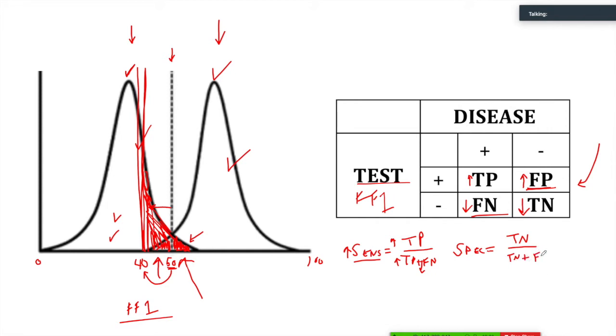Excellent. Okay. So we decreased our marker here. So now we are catching some of those people that don't have foot fungus. Those people are coming up as positives, right? Right. False positives increasing, great. And what about our true negatives?